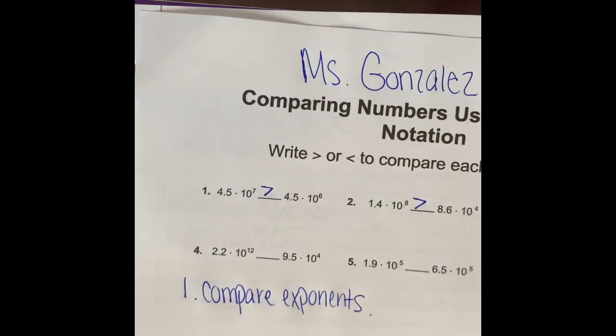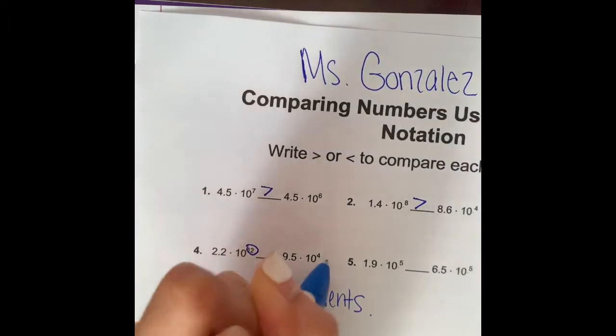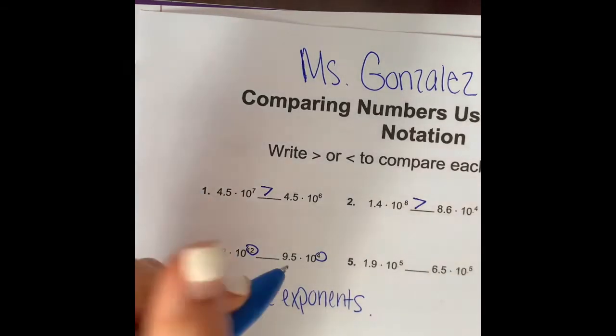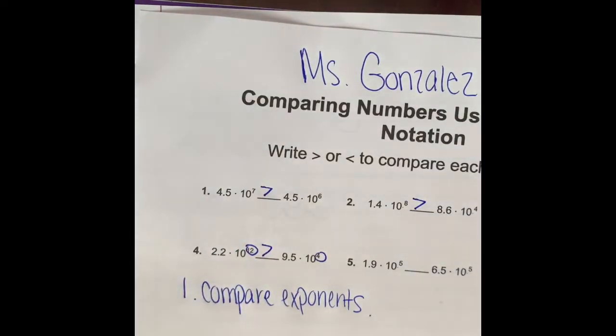Okay, compare exponents first. So, number 4, we have 2.2 times 10 to the 12th, and 9.5 times 10 to the 4th. We'll look at the exponents, 12 and 4. Okay, what's bigger, 12 or 4? 12 is bigger than 4. So we know that that one's going to be greater.